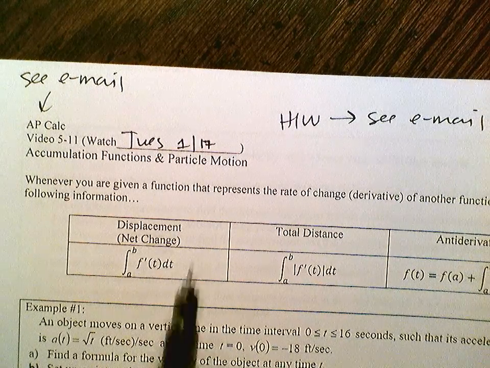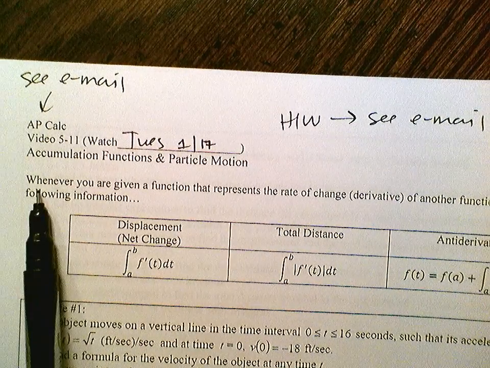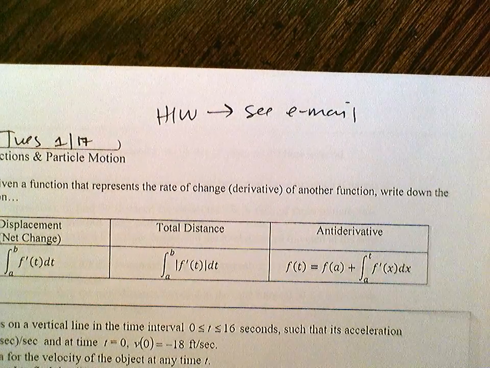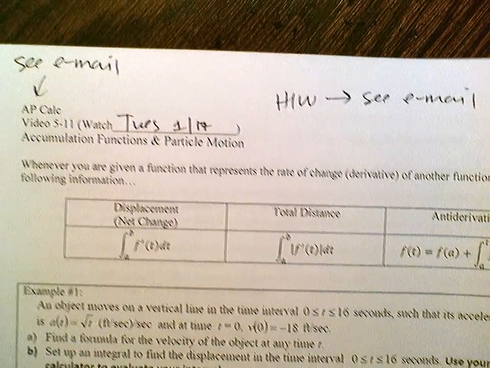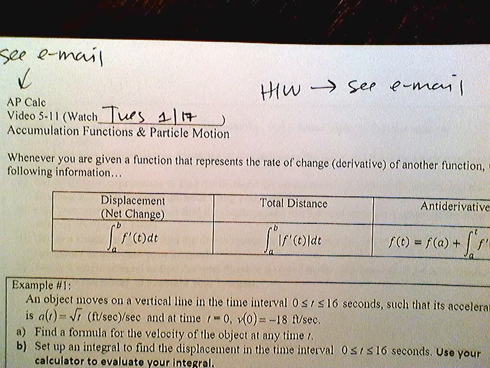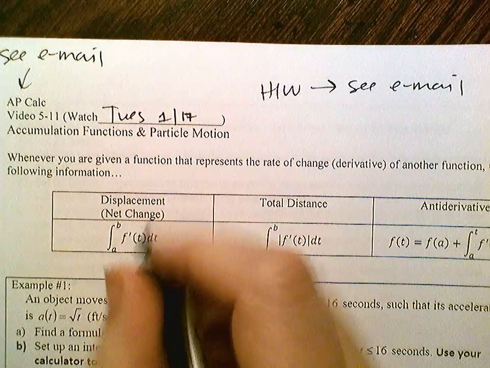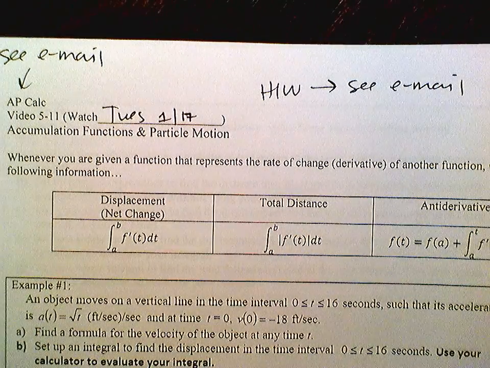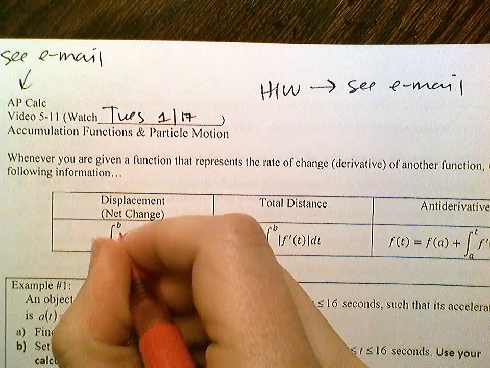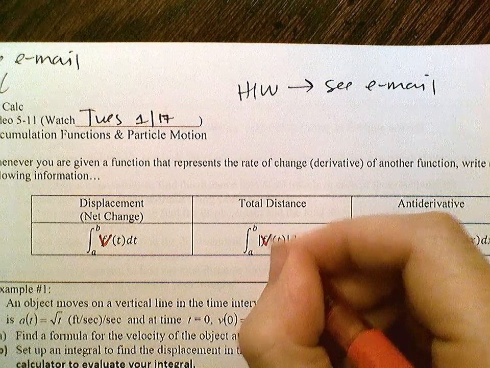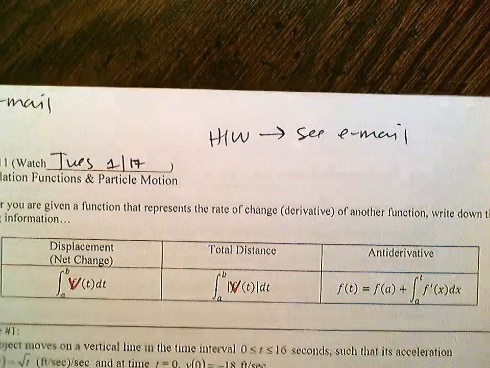Whenever you are given a function, so this is accumulation functions and particle motion, whenever you are given a function that represents the rate of change or the derivative of another function, write down the following information. Now, actually, guys, for this example, I'm going to change this f prime to a v, which stands for velocity. And then over here also, change that f prime to a v. Leave this stuff over here. So these are three things that we're going to want to know and be able to use.